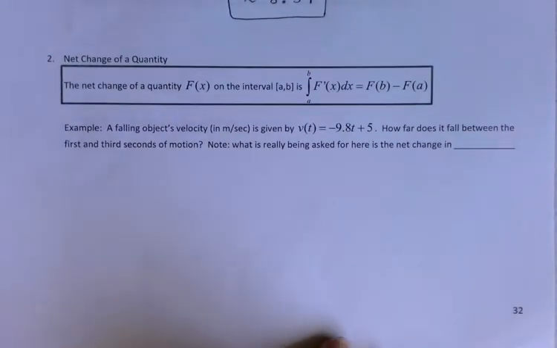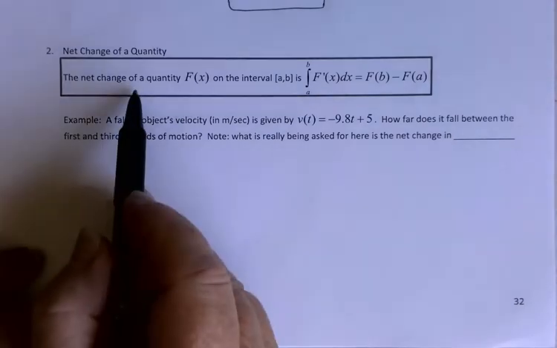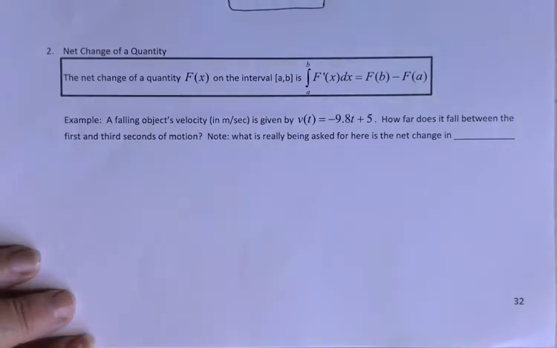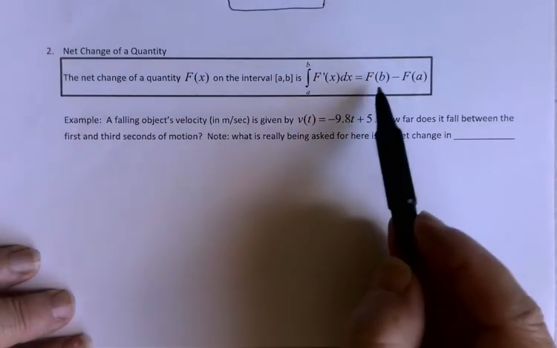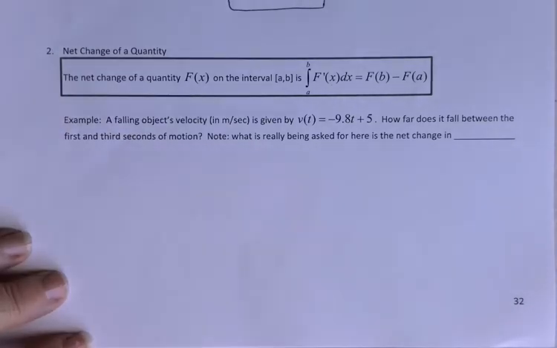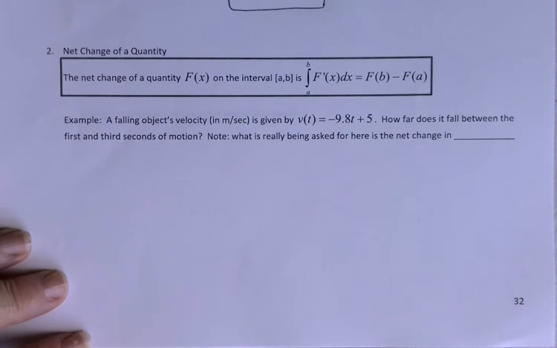Our next example talks about finding the net change of a quantity. If I want to find the net change of some quantity, capital F, on the interval from a to b, then I'll integrate the derivative of f from a to b, which of course turns out to be f of b minus f of a. Just the FTC there. All right, in our example, we have an object whose velocity in meters per second is v equals negative 9.8 t plus 5. I'd like to know how far it falls between the first and third seconds of motion.